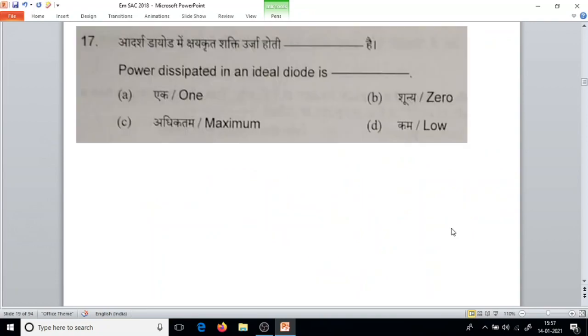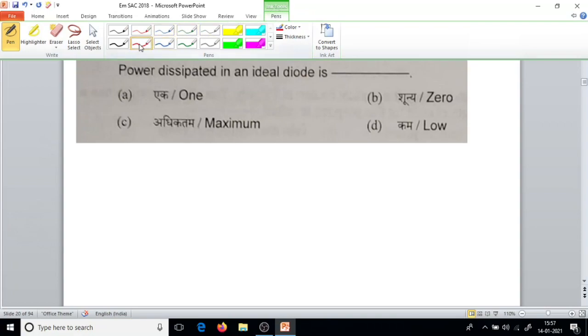Okay, we'll go to the next question. Question number 17. Power dissipated in an ideal diode is. Okay, tell me what is the power dissipated, guys?